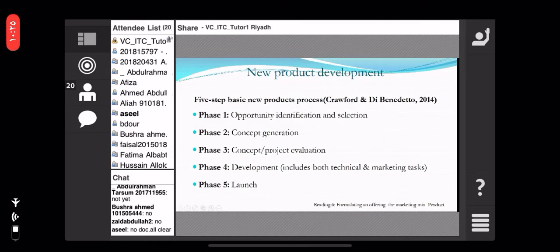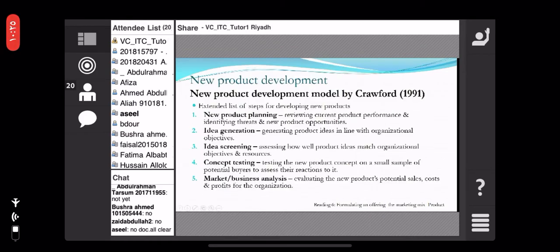Let's see if they have any explanation. New product development model by Crawford 1991: an extended list of steps for developing new products. For example, new product planning. For a new product, you always need planning: reviewing current products' performance and identifying threats and new product opportunities. This is new product planning.